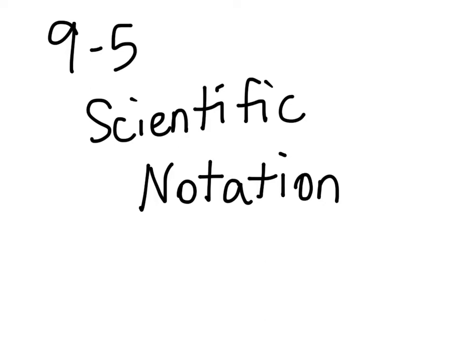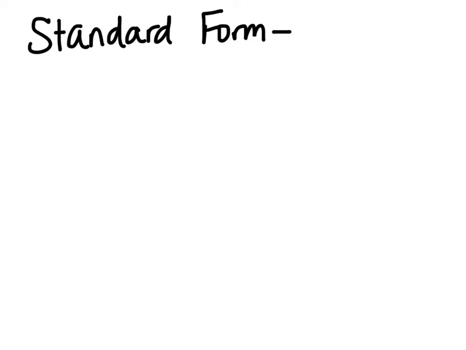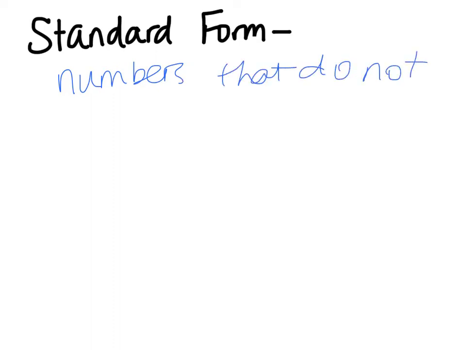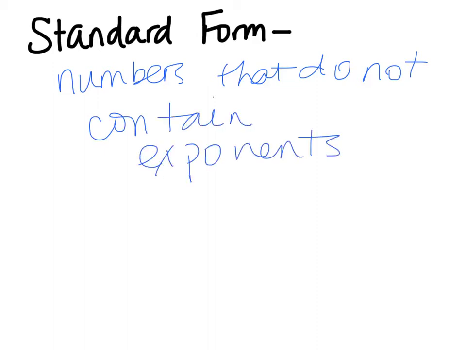Chapter 9, Lesson 5 on scientific notation. All right, so first I'm going to talk about standard form. Standard form is just numbers that do not contain exponents. So when we write a number just plain, normal, nothing weird, that's standard form.